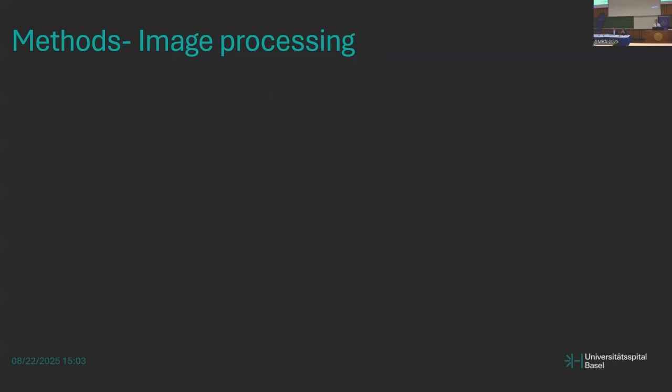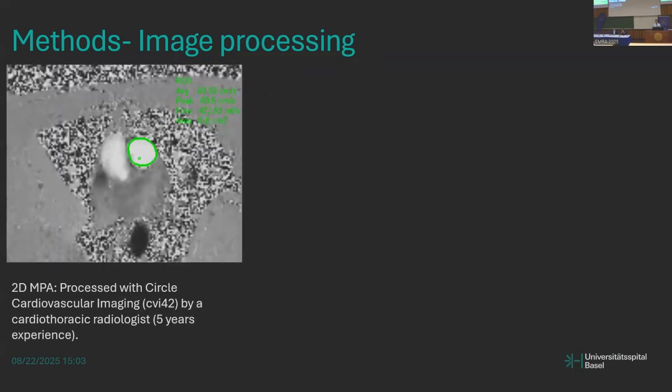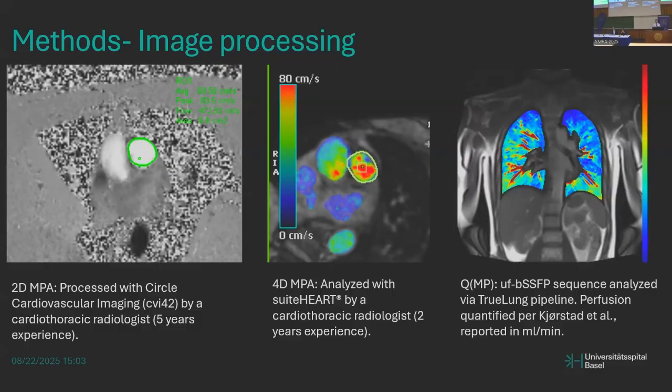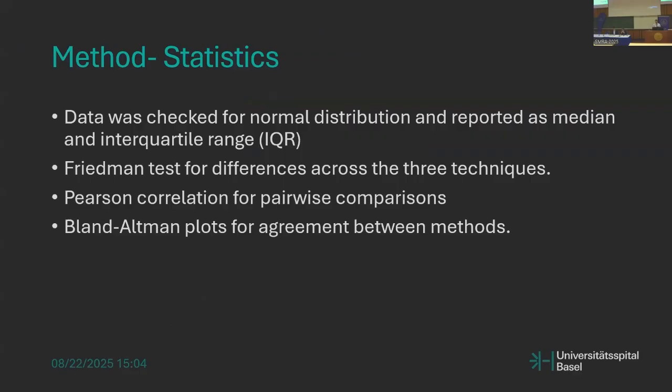So the 2D phase contrast images were analyzed using CVI-42 by a cardiothoracic radiologist with 5 years of experience. The 4D flow images were analyzed using Suite Heart by a fellowship-trained cardiothoracic radiologist with 2 years of experience. And functional lung data acquired with ultrafast balanced steady-state free precession were analyzed using a fully automated image processing pipeline called TrueLung. All cardiac output measurements were reported in milliliter per minute.